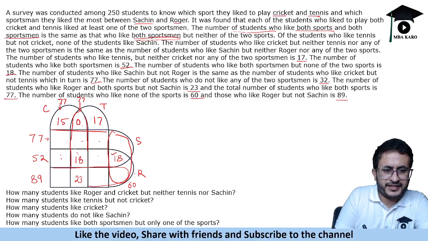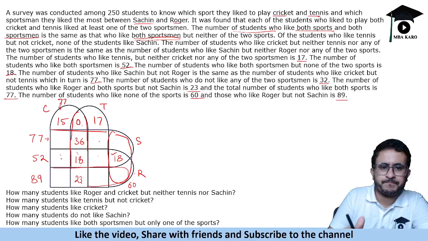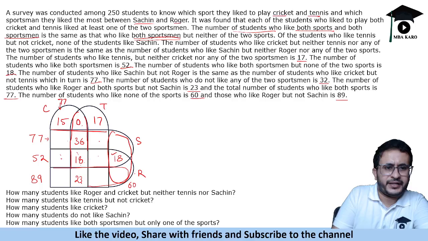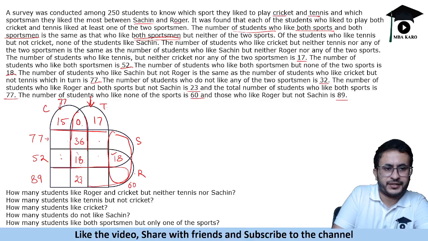Now this is 77, this is 41, so this will be 36. So this total is also taken care of. So we can keep removing those numbers. Now we have the students who like tennis but not cricket. These are the people who like tennis but not cricket.